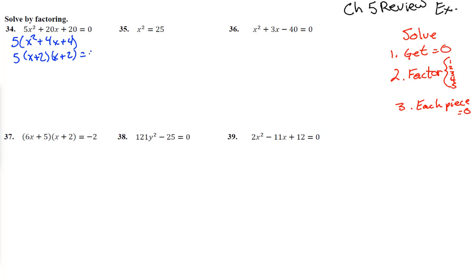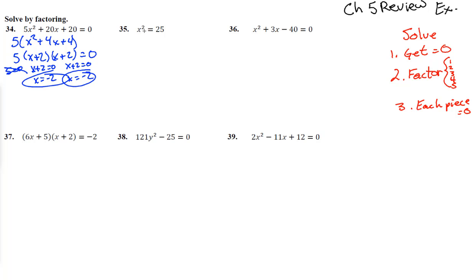All right, so that gives us 5 times x plus 2 times x plus 2. Does 5 equal 0? Nope, that doesn't give us an answer. How about x plus 2 equals 0? That gives us x equals a negative 2, and so does this one. When x plus 2 equals 0, we get x equals a negative 2. So negative 2 actually happens, but it happens twice as an answer. That's kind of fascinating. So just one answer of negative 2, but it occurred twice.